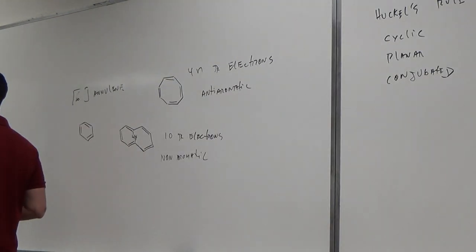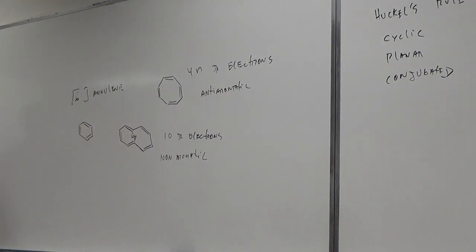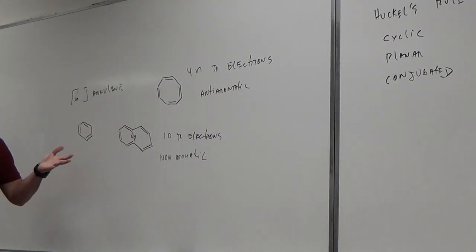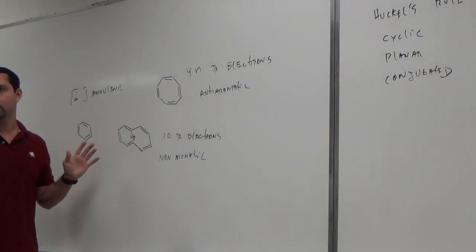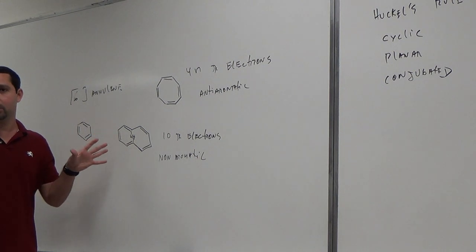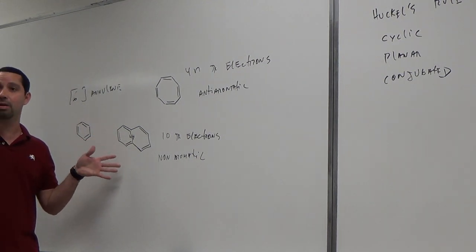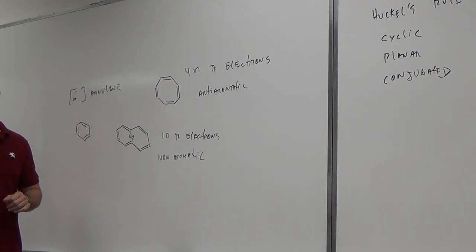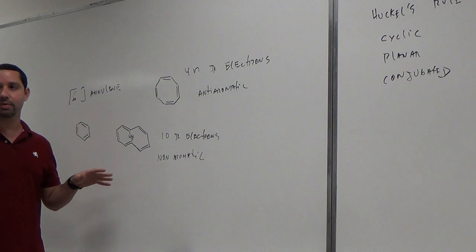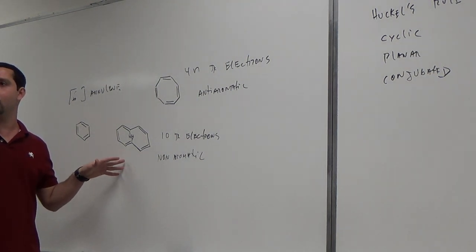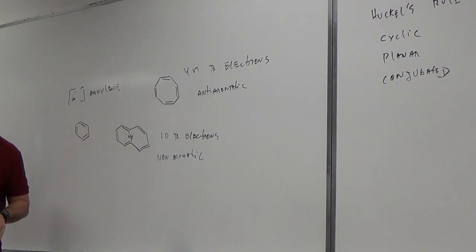If I did not give you that, would you be able to tell whether this was non-aromatic or not? No. You have no way. Nobody knew until they started doing experiments, and then they went, oh, this is not aromatic. So if it's not aromatic, then it behaves as a normal what? These double bonds behave as a normal double bond. It behaves as a normal alkene.